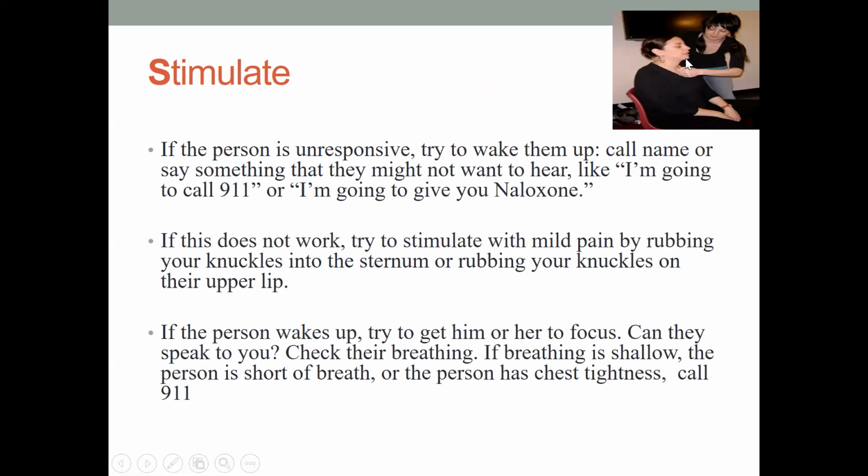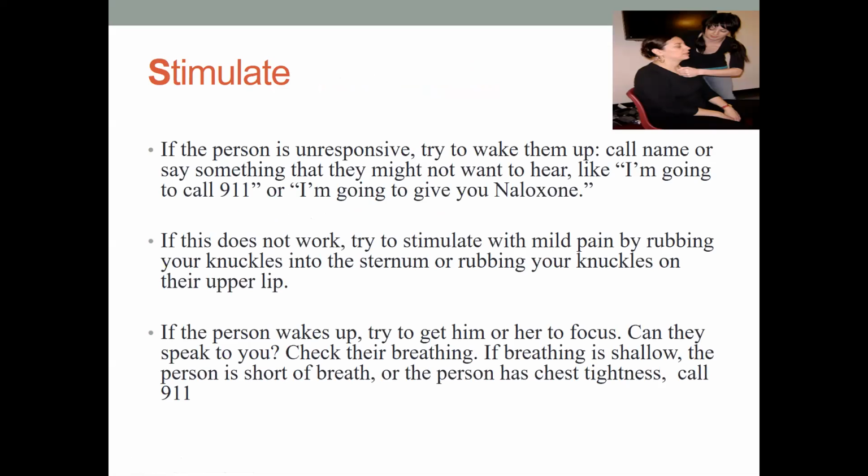So here's a picture of a woman stimulating this person by rubbing her knuckles into the person's sternum. You can also rub it into the person's gums. If someone is unresponsive, try to wake them up, call their name, or say something like, I'm going to call 911, I'm going to give you naloxone. If that does not work, stimulate with enough pain so they feel it into the sternum or into their neck or into their gums.